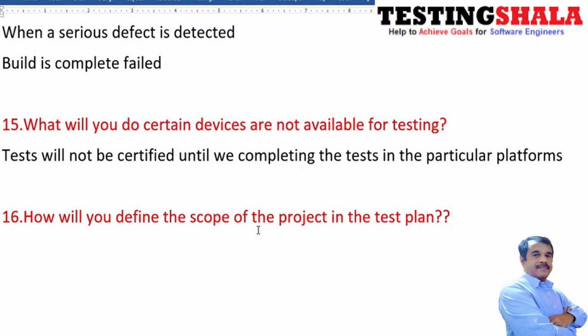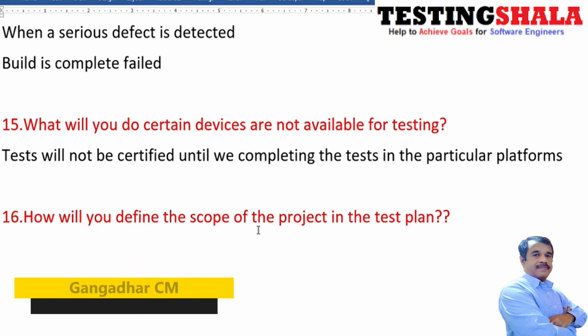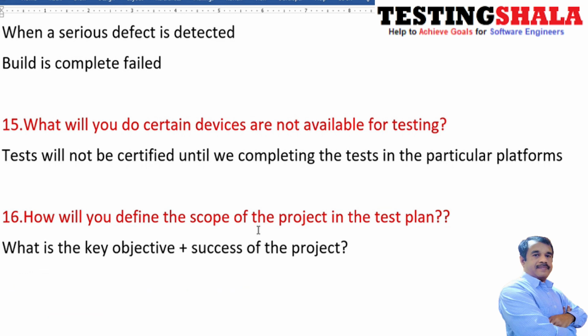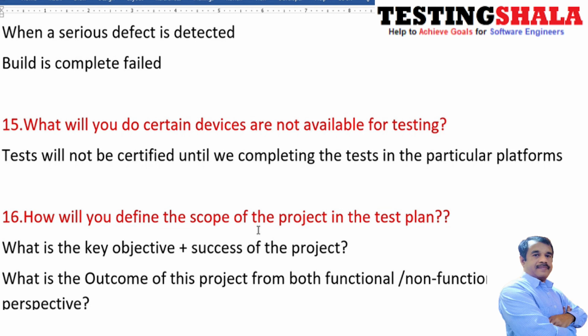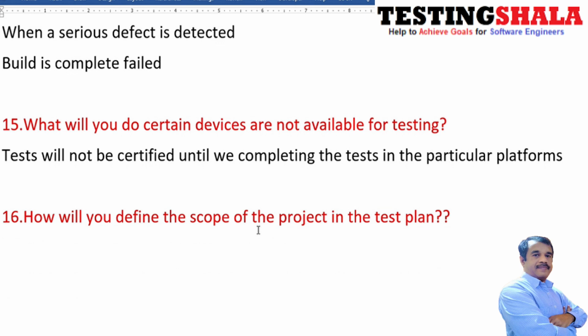How will you define the overall scope of the project in a test plan? We will define the scope of the project by answering the question: what is the key objective, and what is the success of that project? When we know the key objective or key success of the testing project, we can definitely come up with a very strong scope for it. Plus, what are the outcomes of this project, in both functional and non-functional perspectives, from the client requirement perspective and from different stakeholder perspectives? By considering all that information, we will define the overall scope of the testing project in the given test plan.